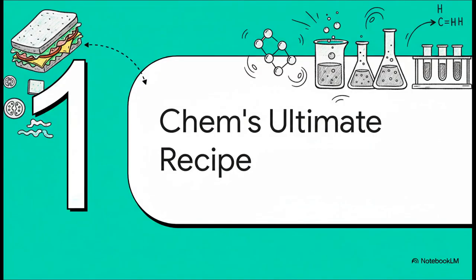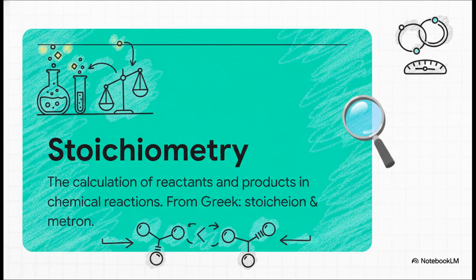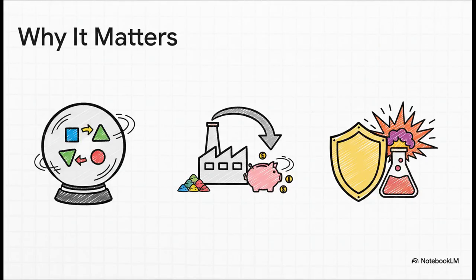Okay, so let's take that simple idea of a sandwich and level it up to the real science. Welcome to what I like to call chemistry's ultimate recipe book. So here's the official definition. Stoichiometry is just the calculation of what goes in, the reactants, and what comes out, the products, in a chemical reaction. And you know, the name itself sounds super complicated, but it's really not when you break it down. It just comes from 2 Greek words, stoichion, which means element, and metron, which means measure. It's literally just measuring elements. See? Not so scary?